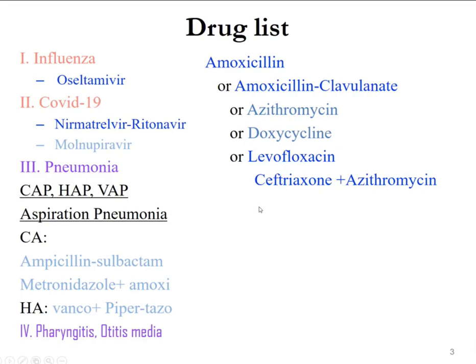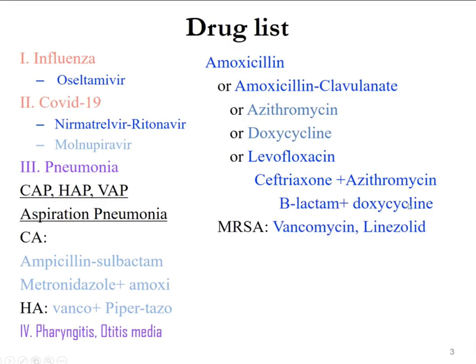Ceftriaxone and azithromycin. Okay, ceftriaxone, this is a big drug. This is a third-generation cephalosporin. Hospital setting. We're going to use this for pneumonia a lot. You are going to do that. Then sometimes we combine a beta-lactam with doxycycline, even in outpatient community acquired pneumonia.